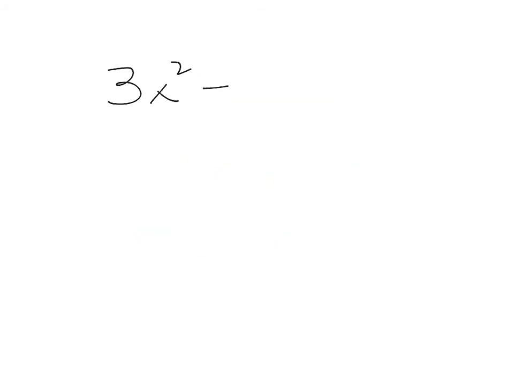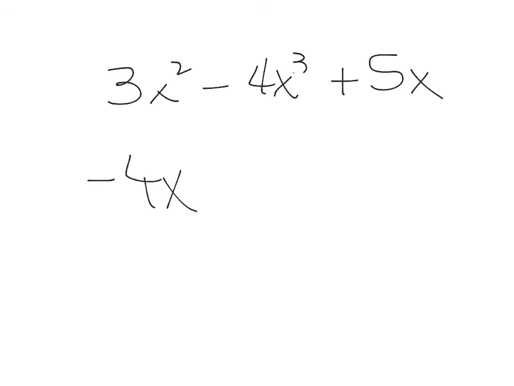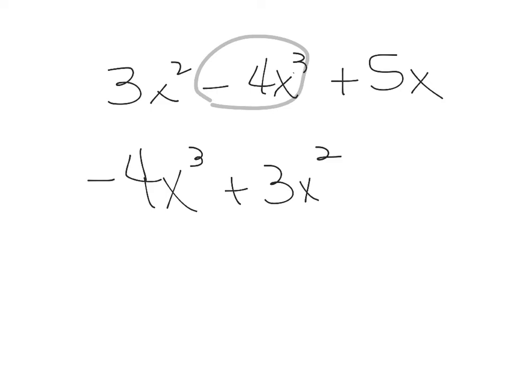3x squared minus 4x to the third plus 5x. What would be standard form here? This is an x. What would go first? 4x to the third. Good. Okay, and remember to take the sign with it. What's going to come second? Plus 3x to the second. And then last? Plus 5x.